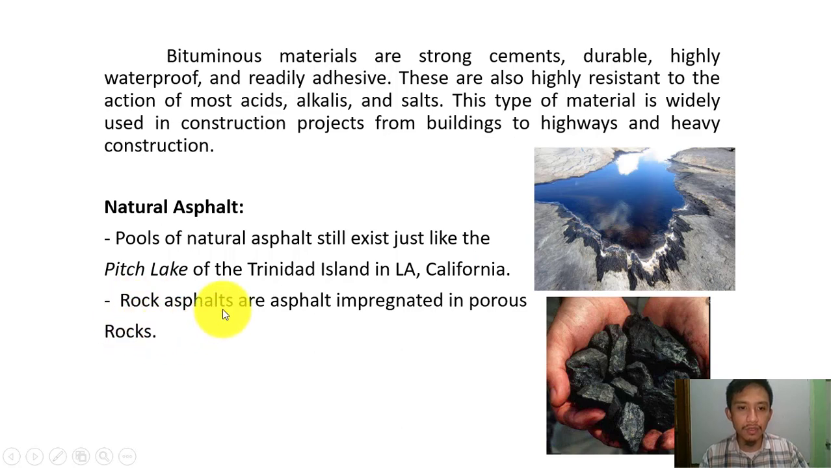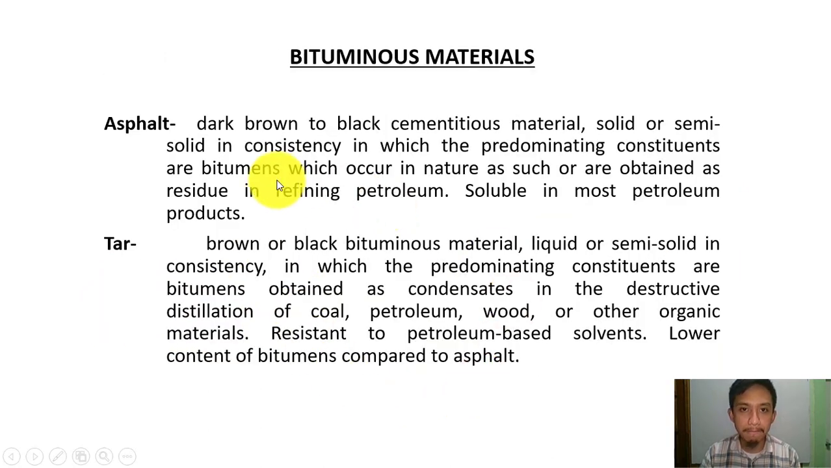And we have also the solid form, which is in the form of rocks, and that is found impregnated as a part of porous rocks. So these rock asphalts are mined. And then, what is asphalt?